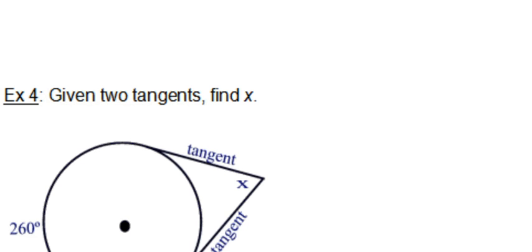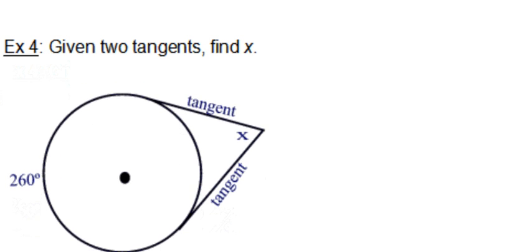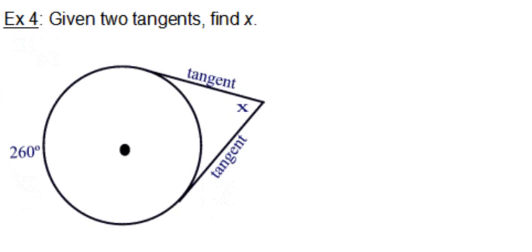Number 4 is kind of a neat one. This is an angle that's formed by 2 tangents. Just like all the others, I'm going to start by looking for the location of the vertex. It's outside the circle, so I know that the degree measure of the angle is going to be equal to half of the difference between the 2 intercepted arcs.